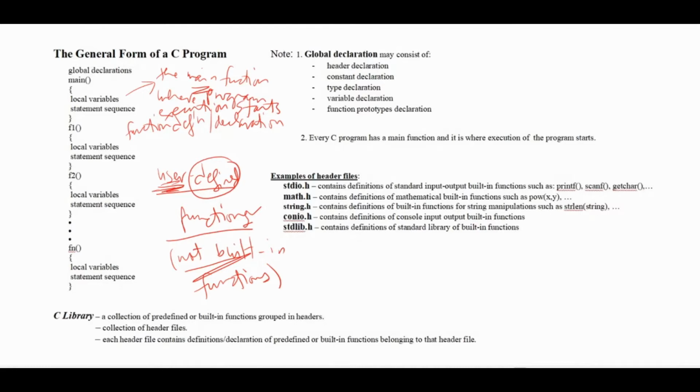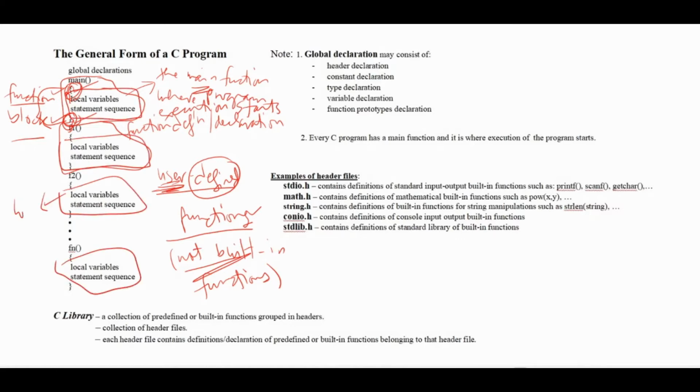Now notice that for every function, whether it's the main function or a user-defined function like F1, F2, or Fn, the body of the function is marked by the open curly and the closed curly. This is where the body of the main function starts, and this is the end, the beginning delimiter and the end delimiter. Or you could also call this the function block, or the body of the function.